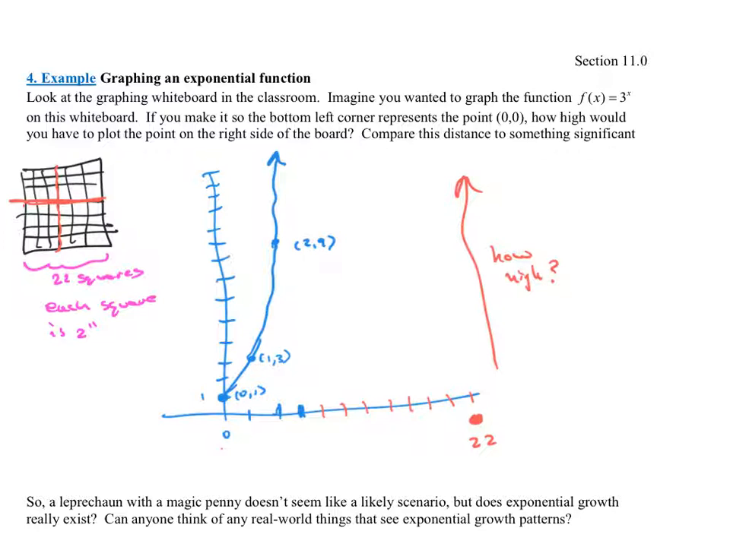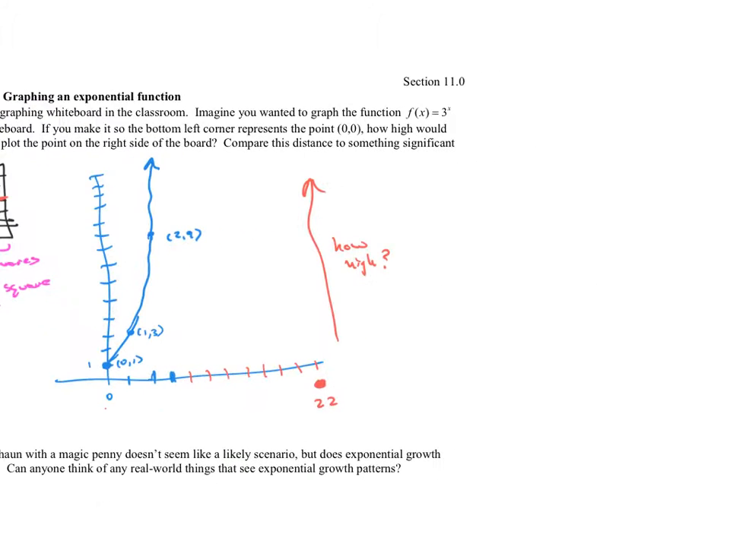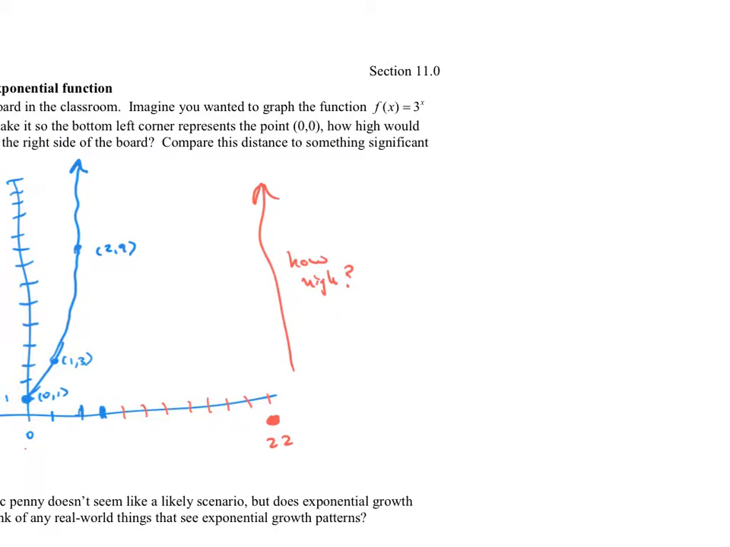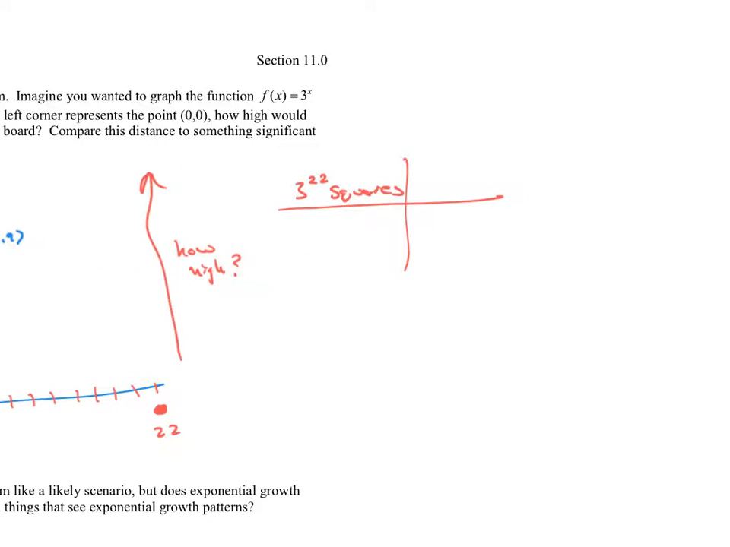Well, the first thing I wanted to determine was how many squares I actually need to go up. Well, this is 22 nights and I triple every single night, wouldn't I need 3 to the 22 squares? I would need 3 to the 22 squares because it's 22 times of tripling. Okay. Let's keep on going here. If I have 3 to the 22 squares, and I know how big each square is, don't I? 1 square is 2 inches.